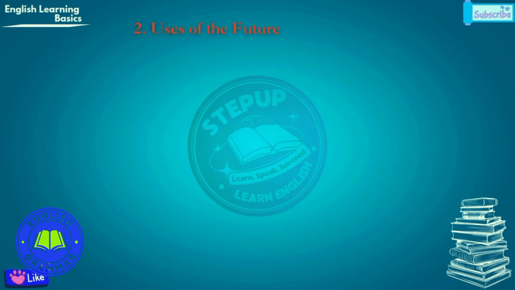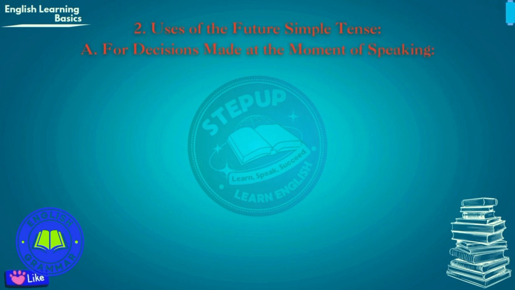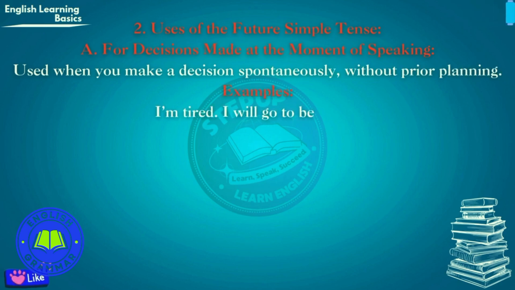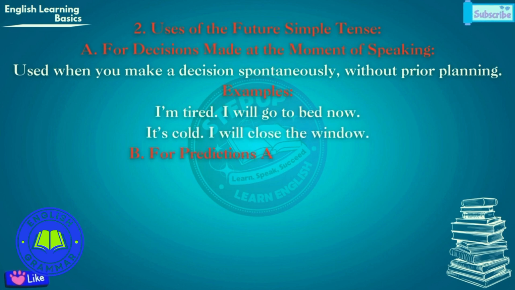Two. Uses of the future simple tense. A. For decisions made at the moment of speaking. Used when you make a decision spontaneously, without prior planning. Examples. I'm tired. I will go to bed now. It's cold. I will close the window.